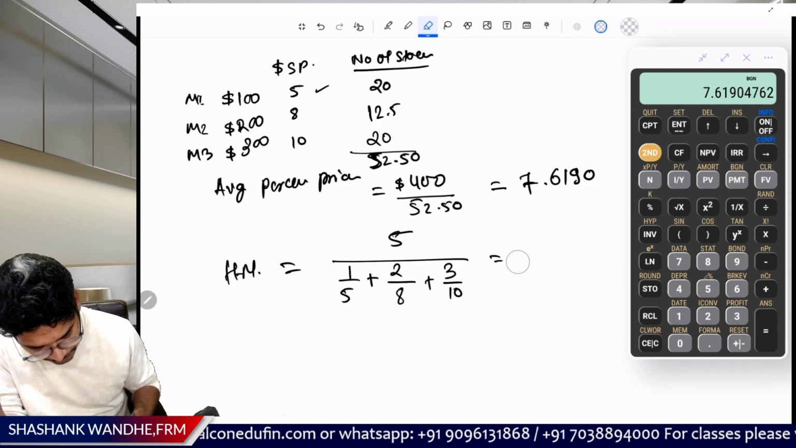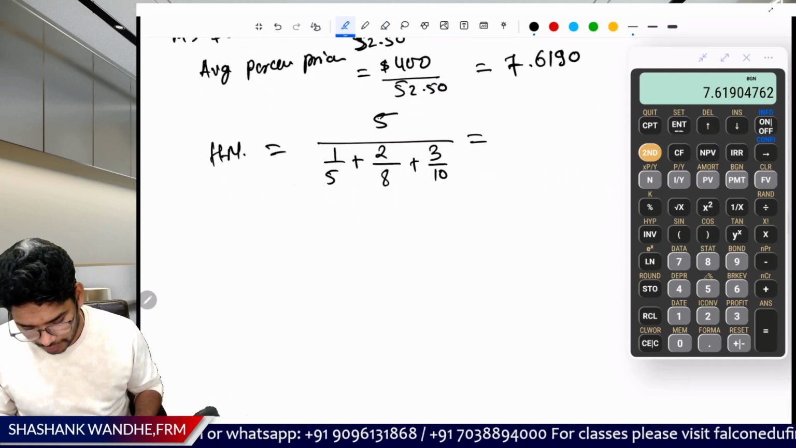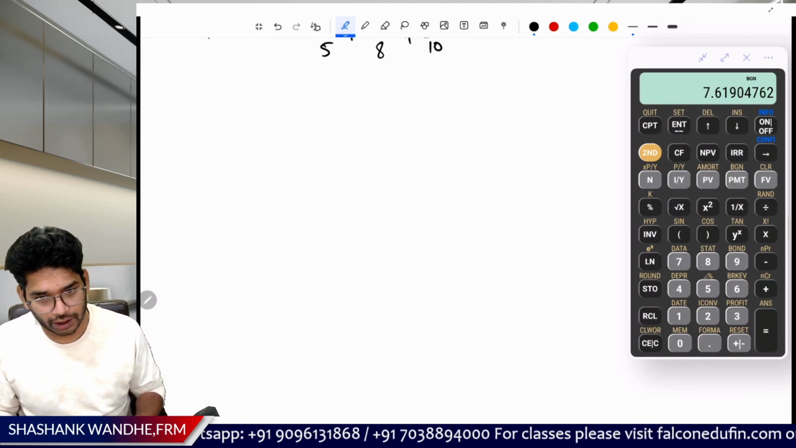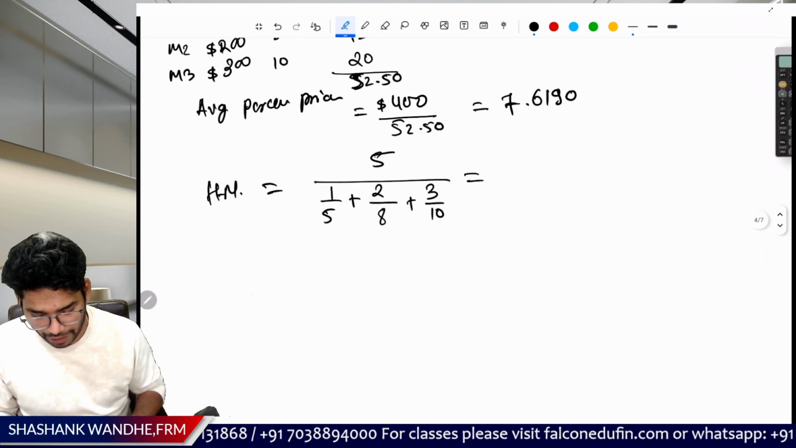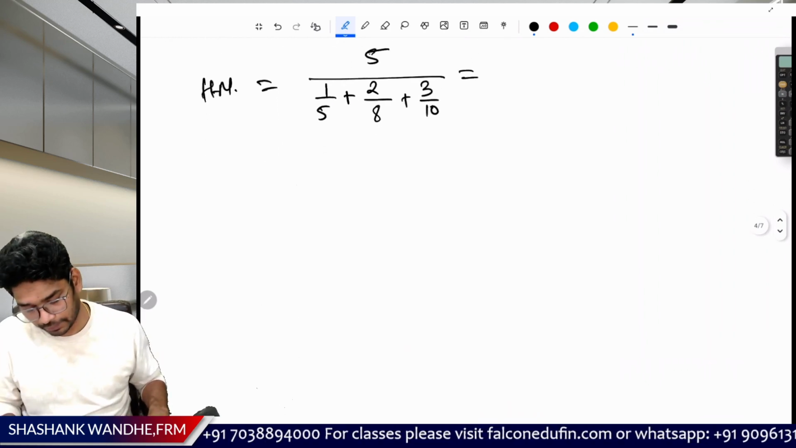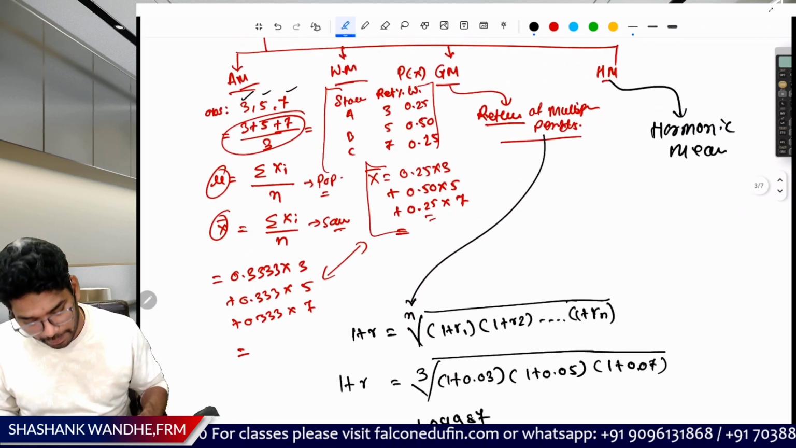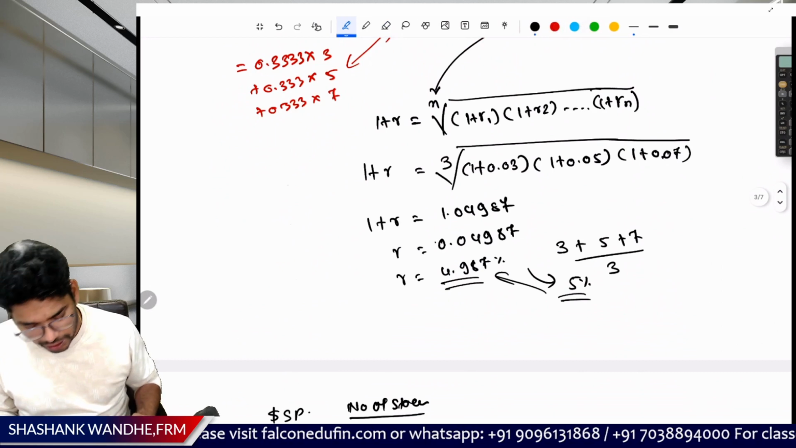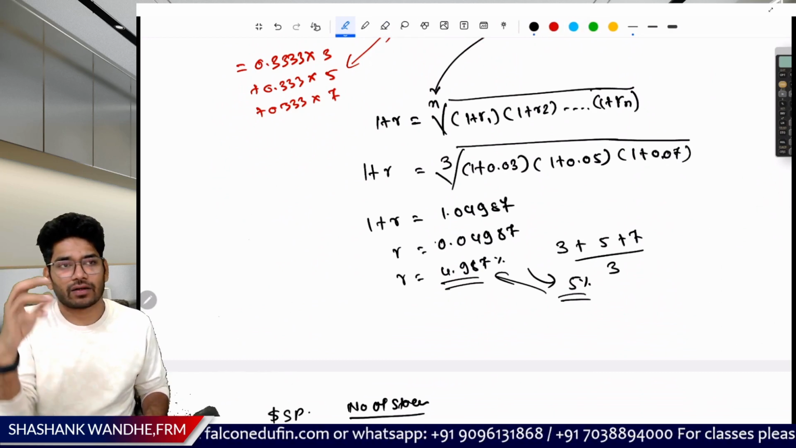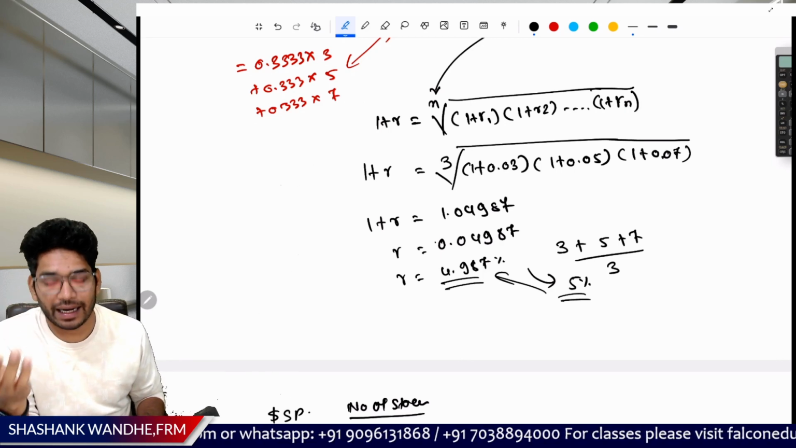Very simple. So very simple and straightforward formula for the calculation of average purchase price, right? Now, coming back to our arithmetic mean. So arithmetic mean considers all the values, and generally arithmetic mean is impacted by the outliers.